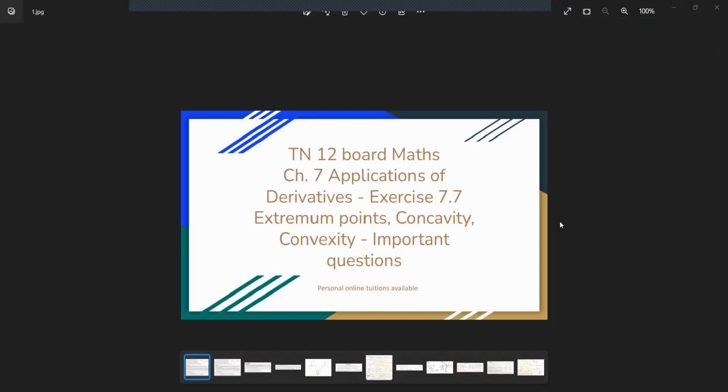Hello students, today we will continue to look at the Tamil Nadu 12th Board Maths Chapter 7, Applications of Derivatives. We will be focusing on exercise 7.7, which involves the concepts of extremum points, that is maxima and minima, and then the concavity and convexity of the curves. And we look at some concepts and the important questions.